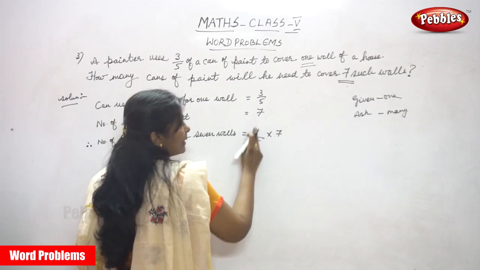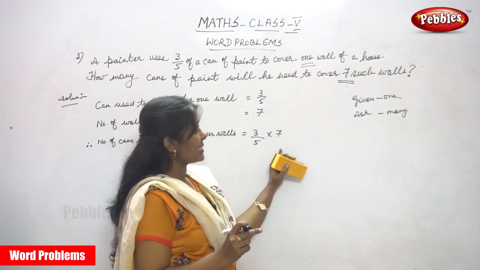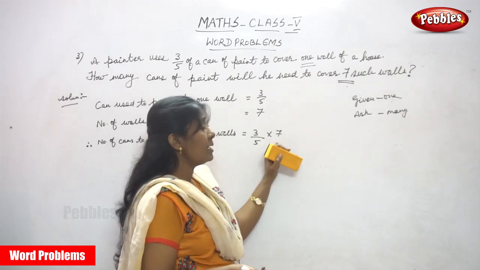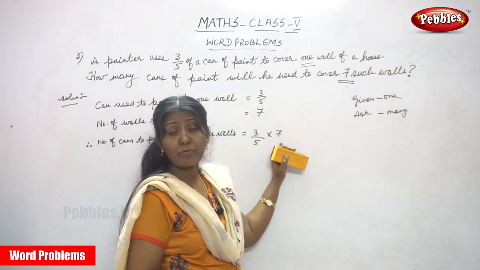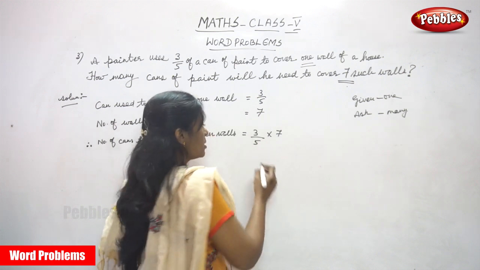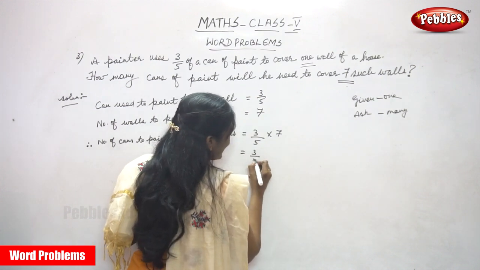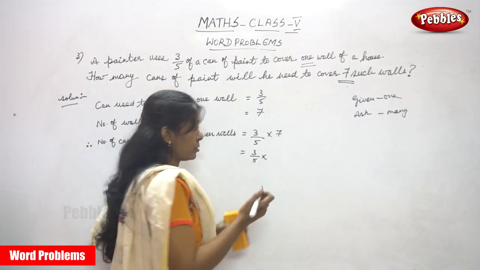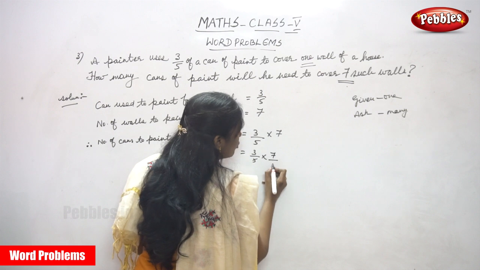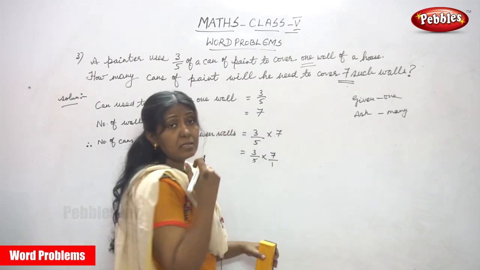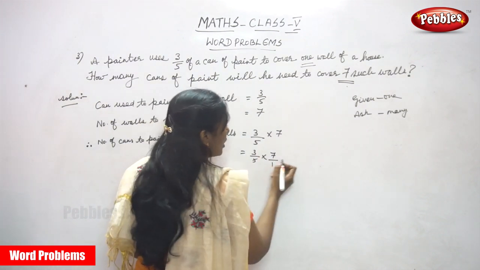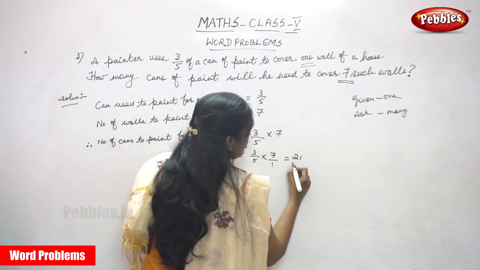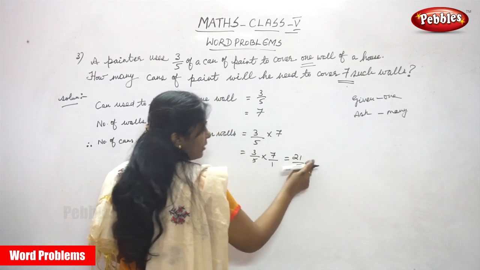So look at this, 3 by 5 is a fraction and 7 is a whole number. So first you have to make it as a fraction. So 3 by 5 you have to write as it is, and 7 is a whole number. So you have to make this whole number as a fraction. So you don't have denominator, you have to consider 1 as a denominator. After that you have to simply multiply 3 into 7, 21, and divided by 5. So this is this much of fraction.